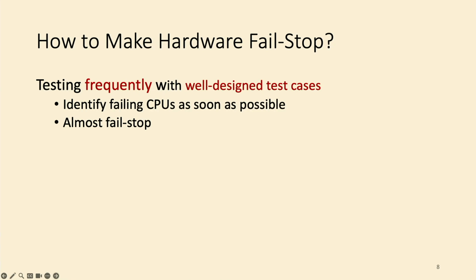Now, one idea is to test hardware frequently, right? We can do that with some well-designed test cases. So whenever we find a CPU failing a test case, we crash the application, enter some sort of error handling mode, and if we test frequently enough, we can identify the failing CPUs as soon as possible, decommission them, etc. Maybe it's under warranty and so on. So even if this is not technically the fail-stop model, it's close enough.